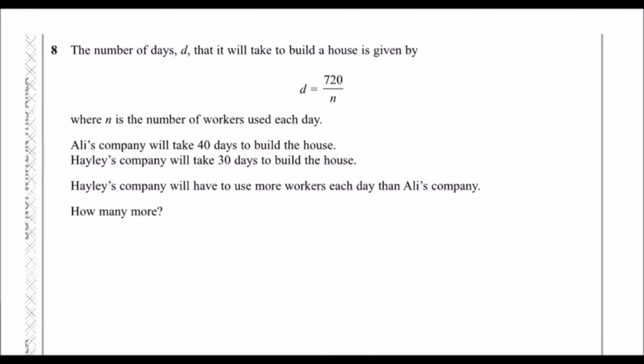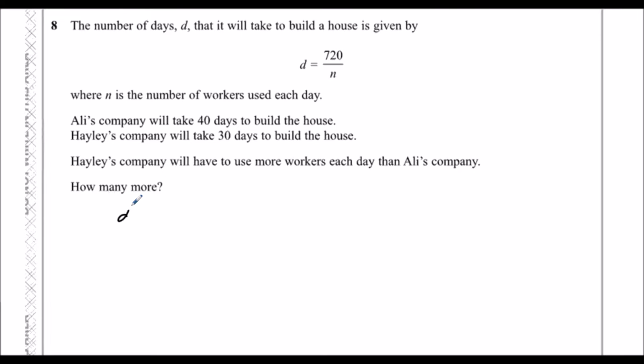Question 8. The number of days, D, that it will take to build a house is given by D is equal to 720 divided by N, where N is the number of workers. So Ali's company will take 40 days to build the house. Haley's company will take 30 days to build the house. And it says Haley's company will have to use more workers each day than Ali's. How many more? So the number of days is 720 divided by the number of workers.